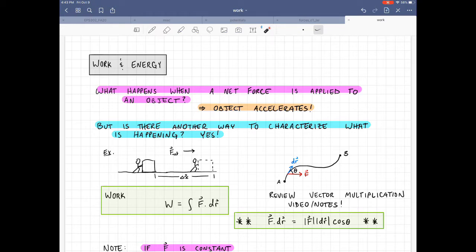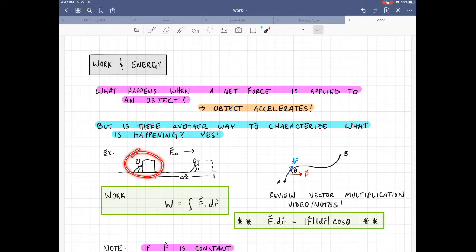Well, the object accelerates, right? And that's what we've learned from our force analysis. And so if you can determine the net force, then you can immediately determine how the motion of the object changes, because you can determine the acceleration. But in blue here, I've got written that there's another way to characterize what's going on, and the way that we're going to characterize what happens when a net force is exerted on an object is we're going to start talking about this quantity work.